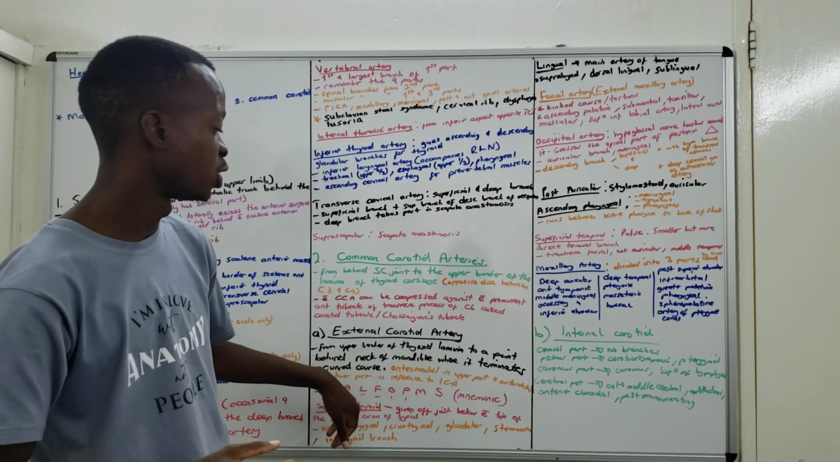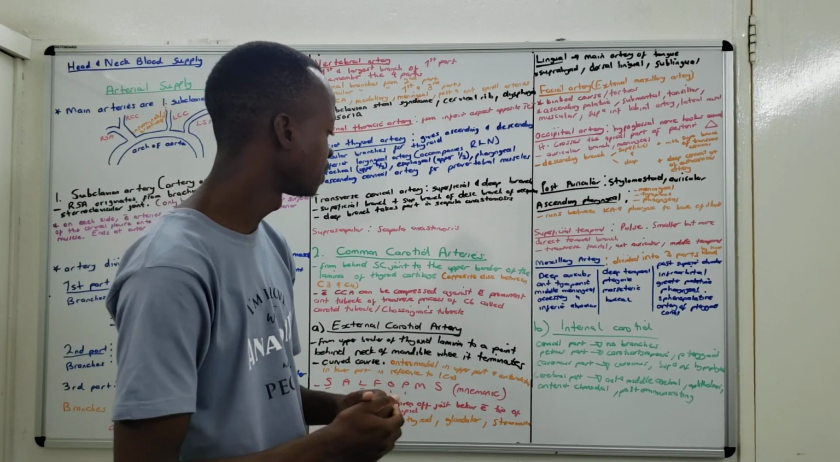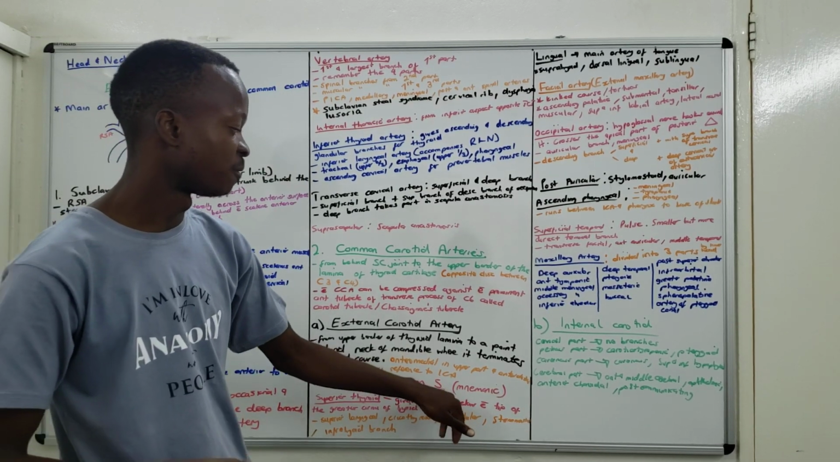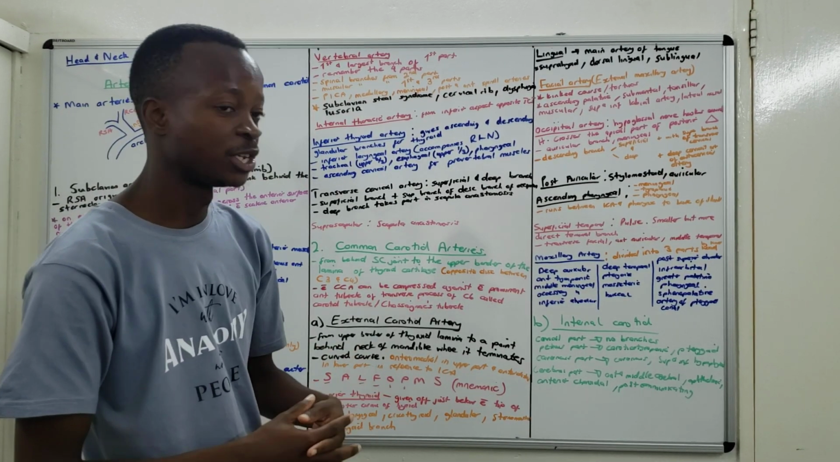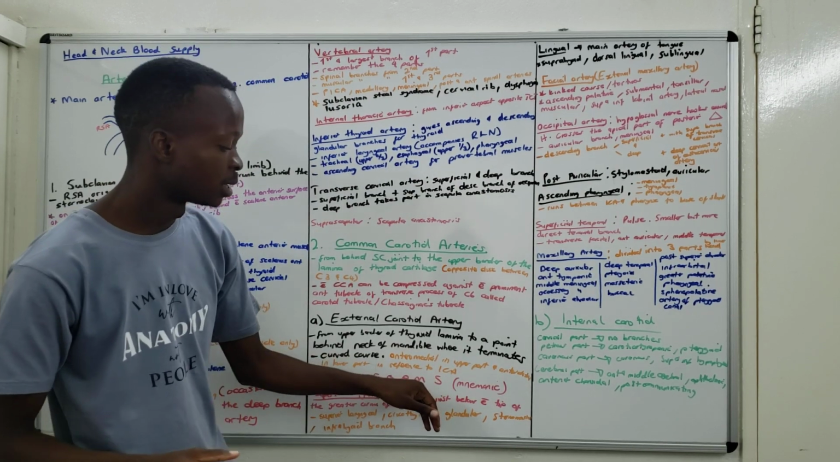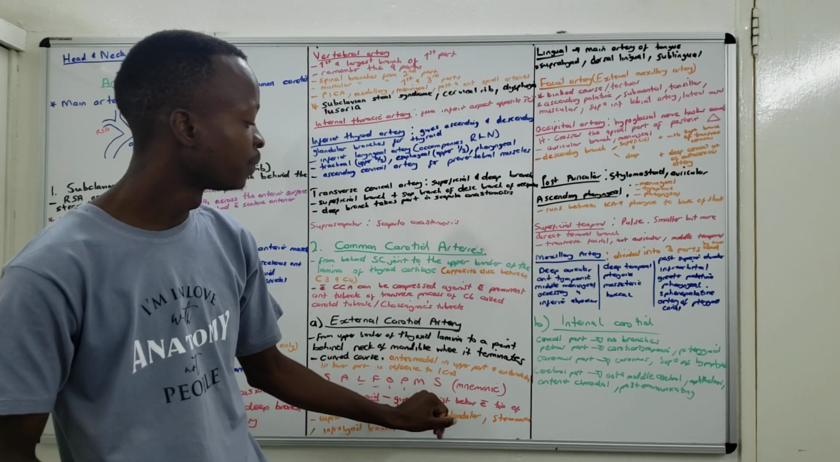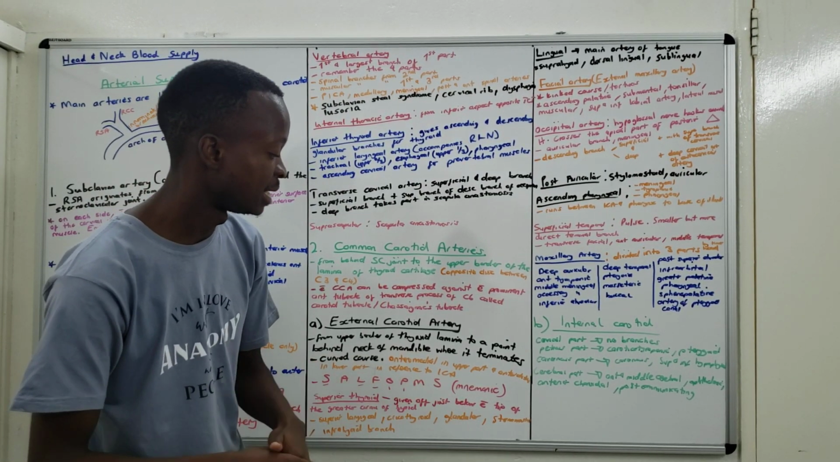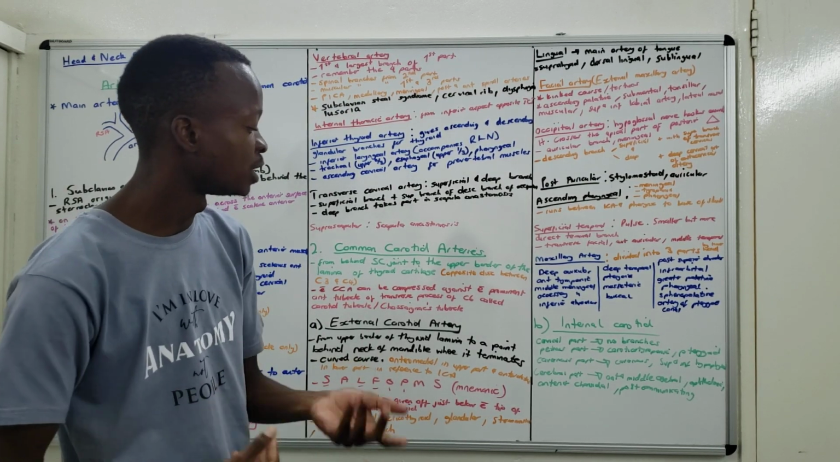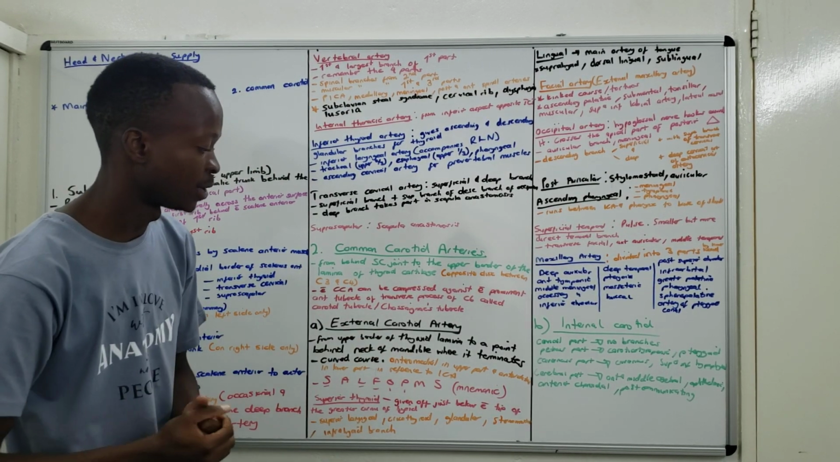Then the ascending pharyngeal artery is given off on the medial aspect. Then the maxillary and the superficial temporal are the terminal branches. Of these terminal branches, the maxillary artery is the larger, and the superficial temporal artery is the smaller, but more direct continuation of the external carotid artery.